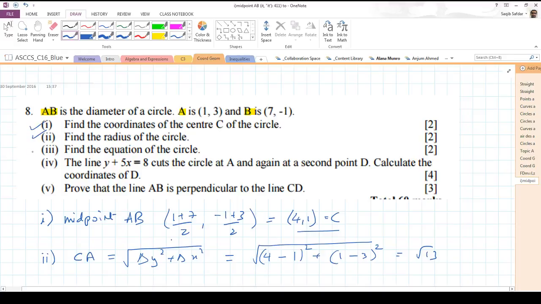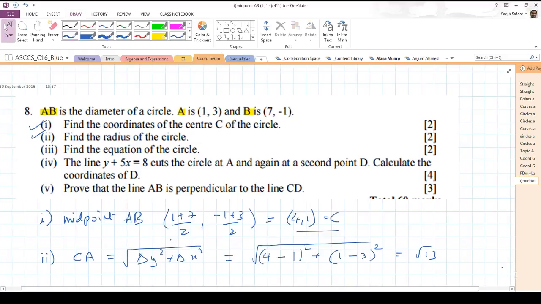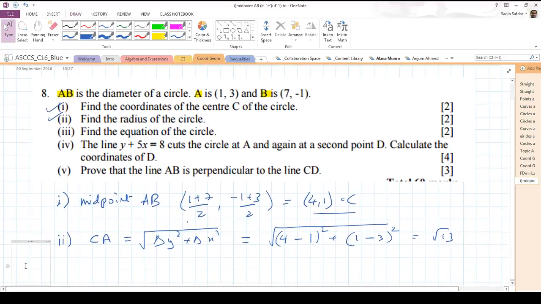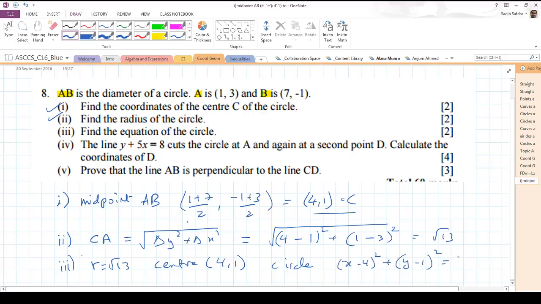Let's take that off, Part 3, find the equation of the circle. Any suggestions about how we can do that? Exactly. Okay, let's go down. So, we know the radius. Let's just write that out explicitly. The radius equals the square root of 13, and the center is (4, 1). Therefore, the equation of the circle is going to be (x take away 4) squared plus (y take away 1) squared equals the square root of 13 all squared.